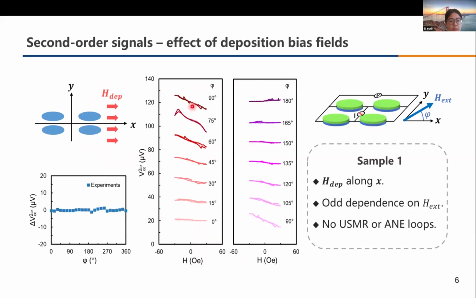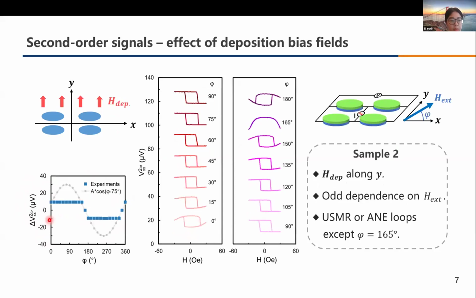The second harmonic signal shows an odd dependence on the external field. However, no typical USMR or ANE loops were observed in this sample. The figure in the lower left corner displays the voltage difference at zero external field between the forward and the backward sweeping, and it also confirms the absence of the USMR or ANE loops in this sample.